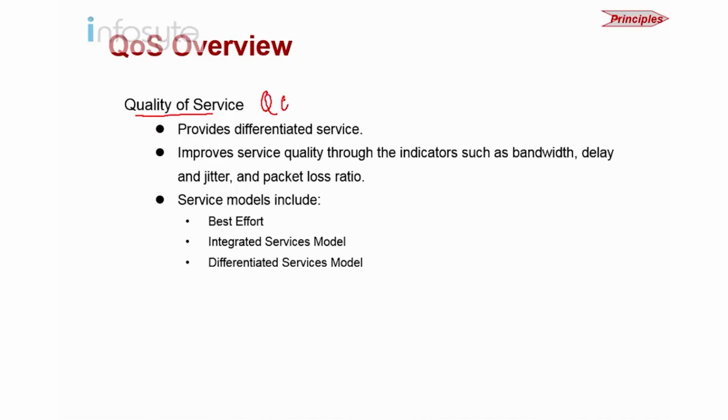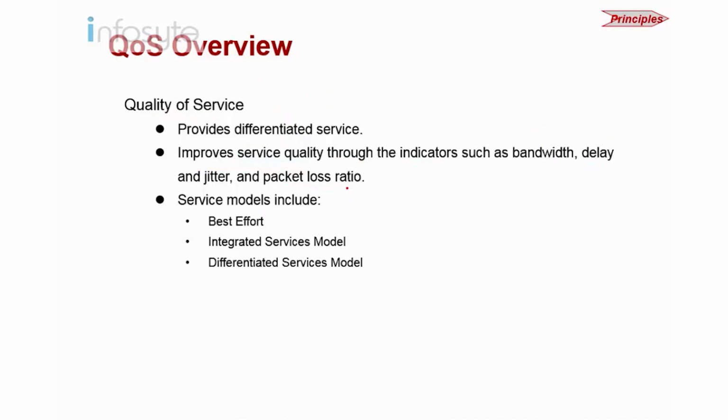Now QoS is very important when we use our network, primarily because the applications that we use have different types of requirements in terms of priority. So QoS kicks in to give us different types of priority. This is where we have a differentiated service. QoS improves the service quality through indicators such as the bandwidth, delay, jitter, and the packet loss ratio. So this is where QoS is important. Do we want to maximize the bandwidth, or should we use an application where low delay is important or low jitter is important? That will be provided with the QoS mechanism.